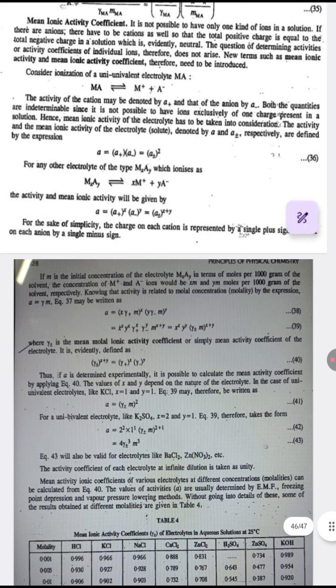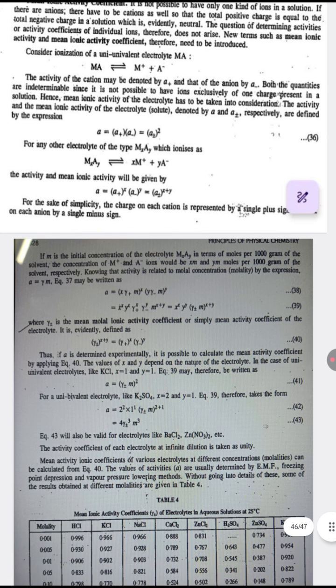It is not possible to have only one kind of ions in the solution. If there are anions, there have to be cations as well, so that the total positive charge is equal to the total negative charge in the solution, which is evidently neutral. The question of determining activity or activity coefficient of individual ions therefore does not arise. New terms such as mean ionic activity or mean ionic activity coefficient therefore need to be introduced.